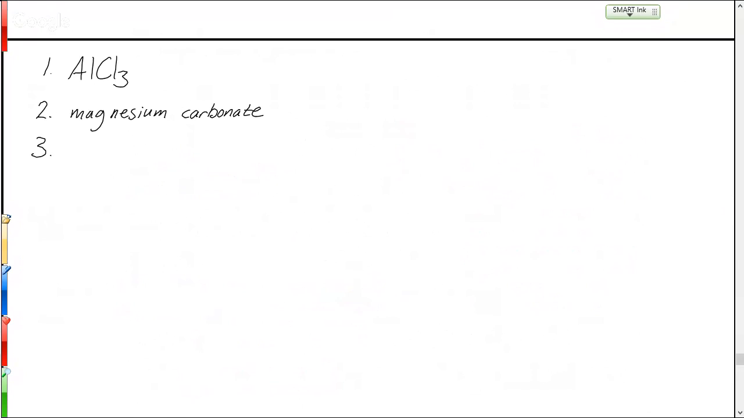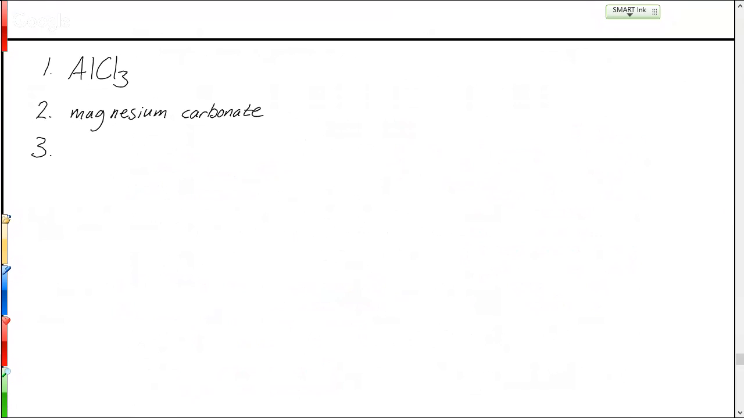Number 3 is a little bit tricky, perbromic acid. Anytime we see a per something acid, we know that comes from the per-ate anion. So this must come from the perbromate anion. But that's not one that's on the chart. So how would you figure that out? Compared to the chloric acid?